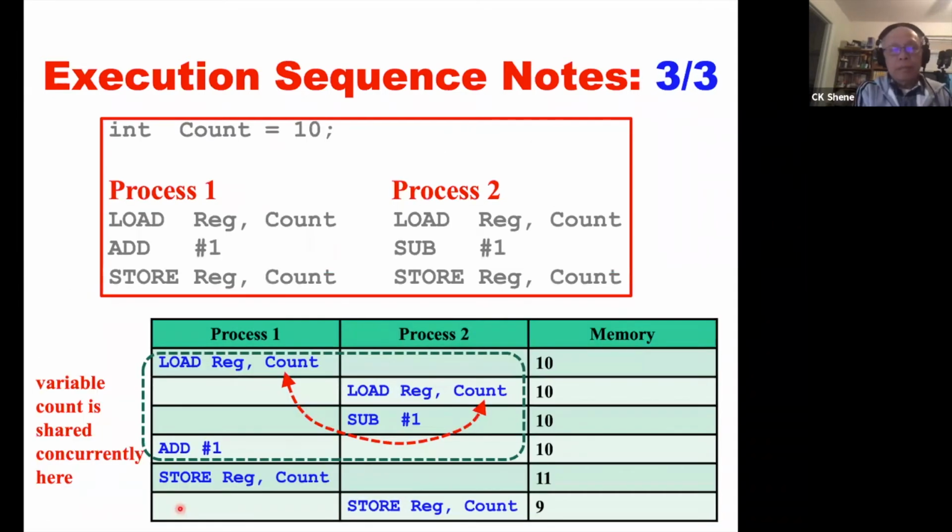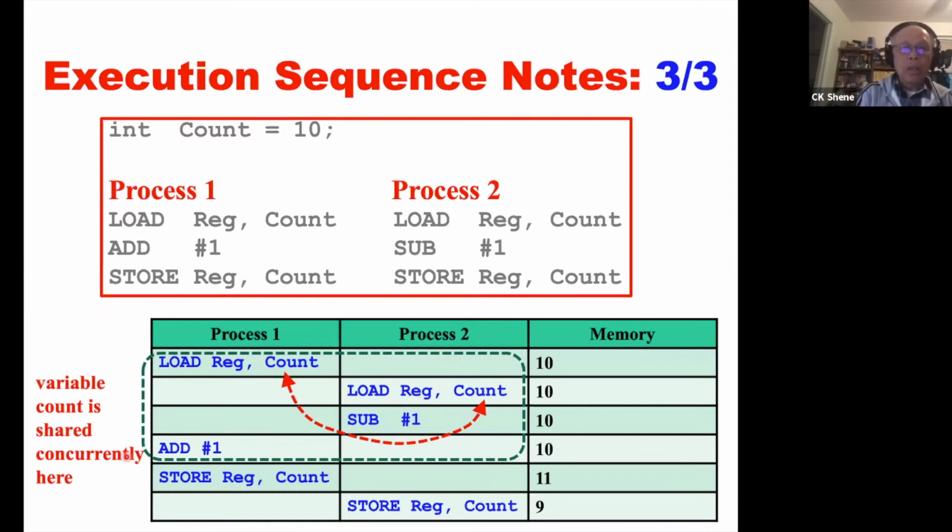Now, look at the execution sequence for the counter. This is process 1: load, add, store. Process 2: load, subtract, store. In this period, going from here to here, process 1 and process 2 are using the variable count concurrently. See, use it, switched out, use it, switched out, use it. So both processes use the common variable count in an interleaved way. Do you see that?